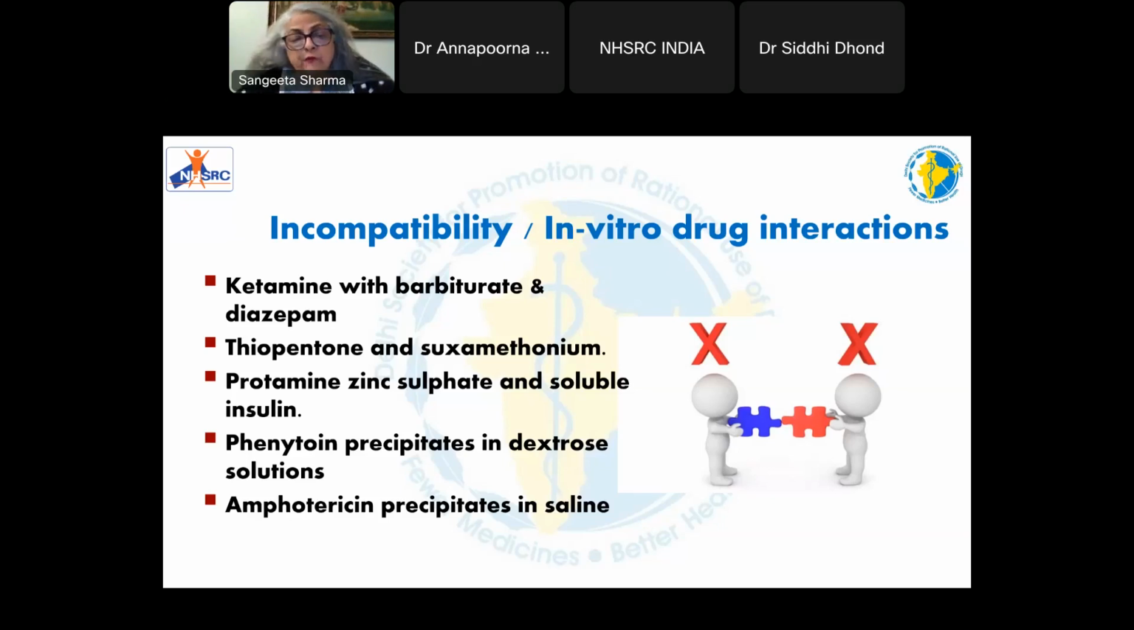Similarly, when you have to give phenytoin for status epilepticus, it is given by IV route, and it precipitates in dextrose solutions. So it is always given in a saline solution. Similarly, amphotericin also precipitates in saline.